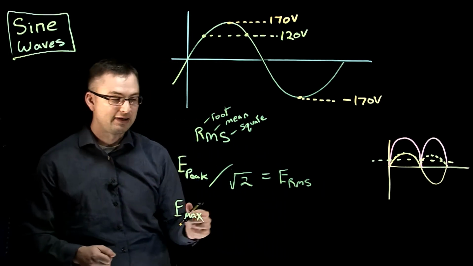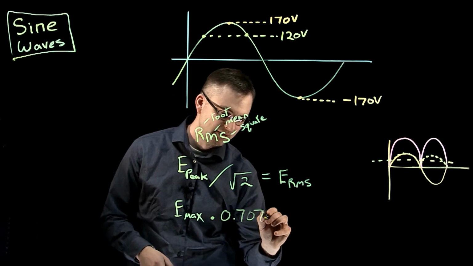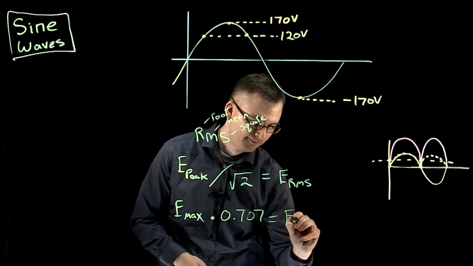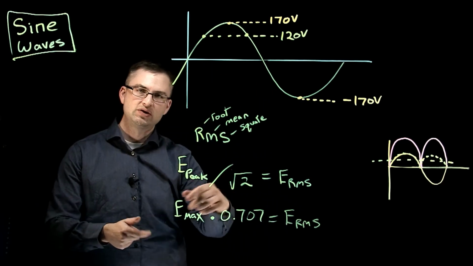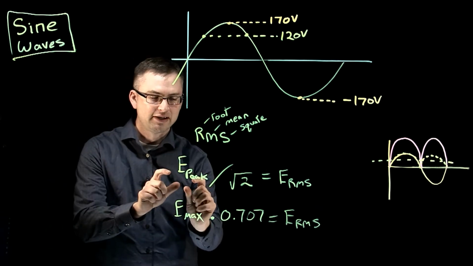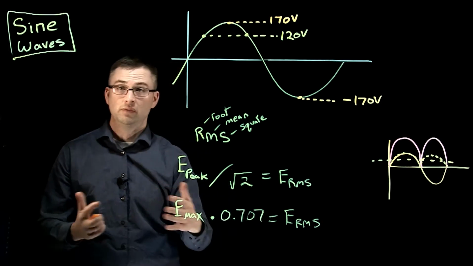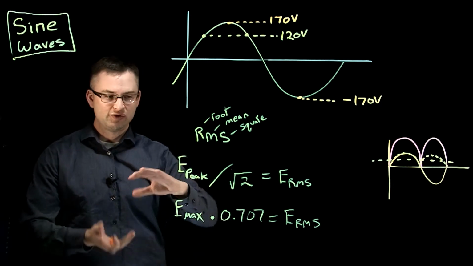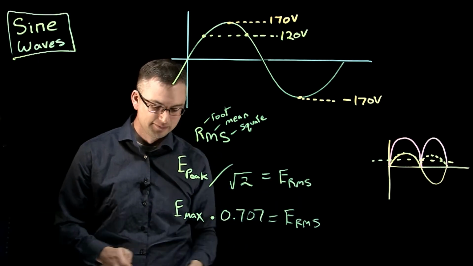Another way to go about that is to multiply it by 0.707, and that'll get us the RMS value of E. Okay, so both of these functions do the same thing. It's just the perspective that you're looking at. So to take a value and divide it by root 2, or to take a value and multiply it by 0.707, that is to do the exact same thing. It's just the way the numbers work out. Both of them are going to get you the value of E RMS.